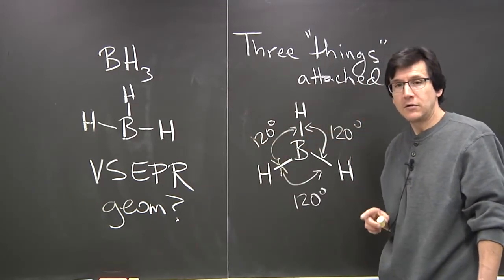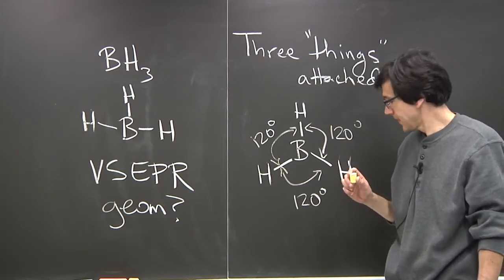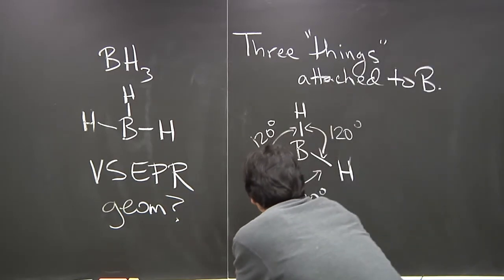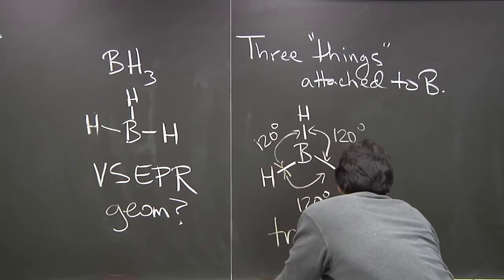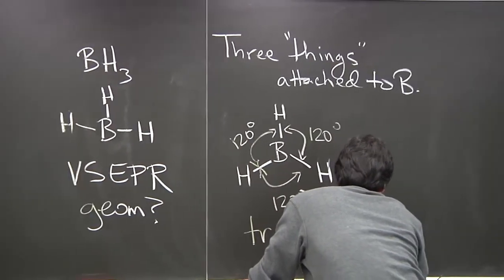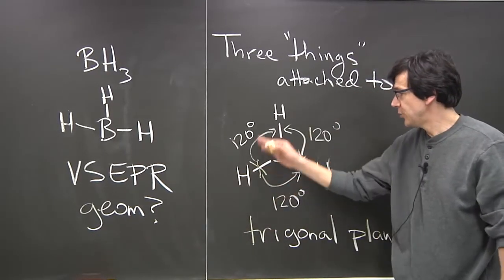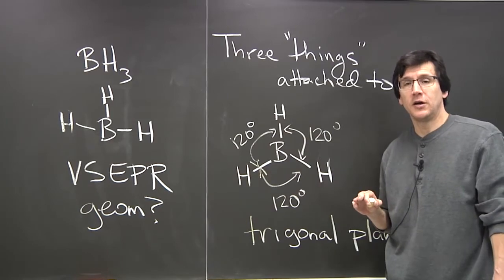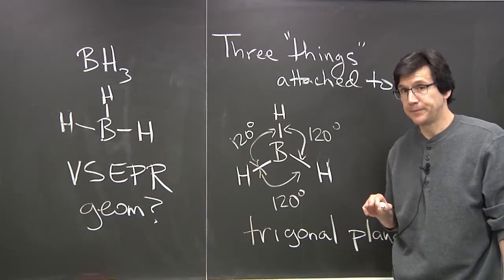So write down, what is that type of geometry called? This is trigonal planar geometry. So using VSEPR, we're able to predict that the geometry of borane, BH3, should be trigonal planar.